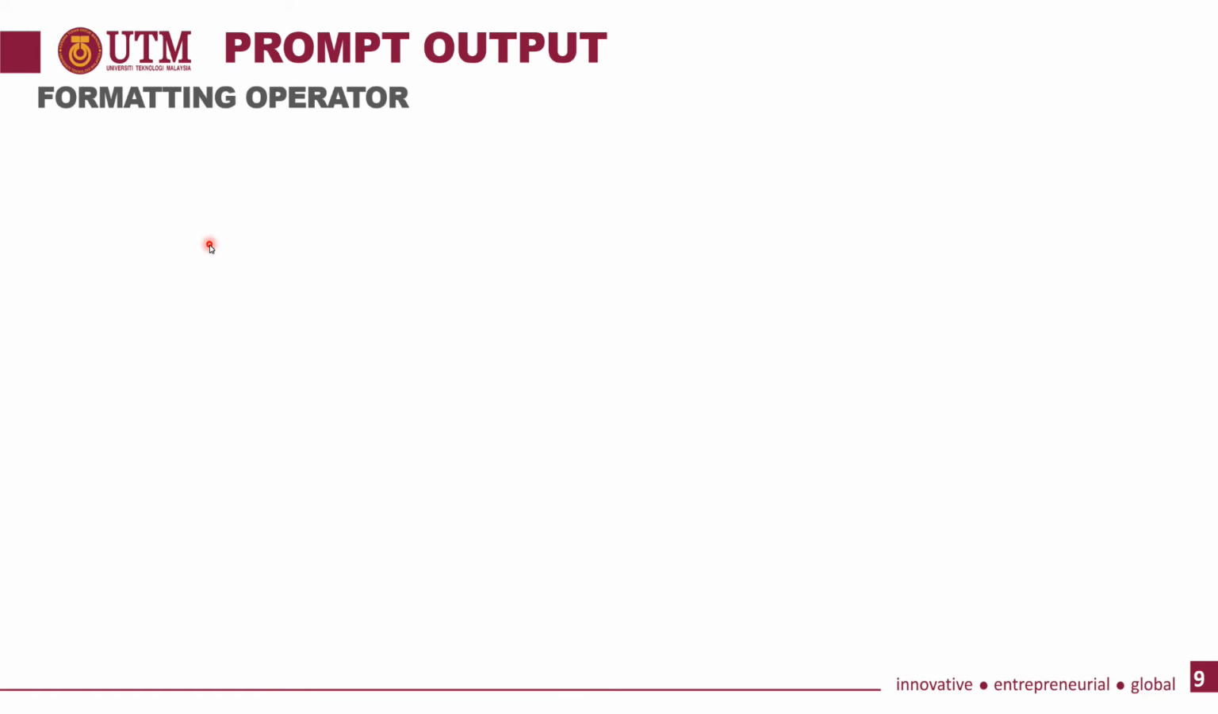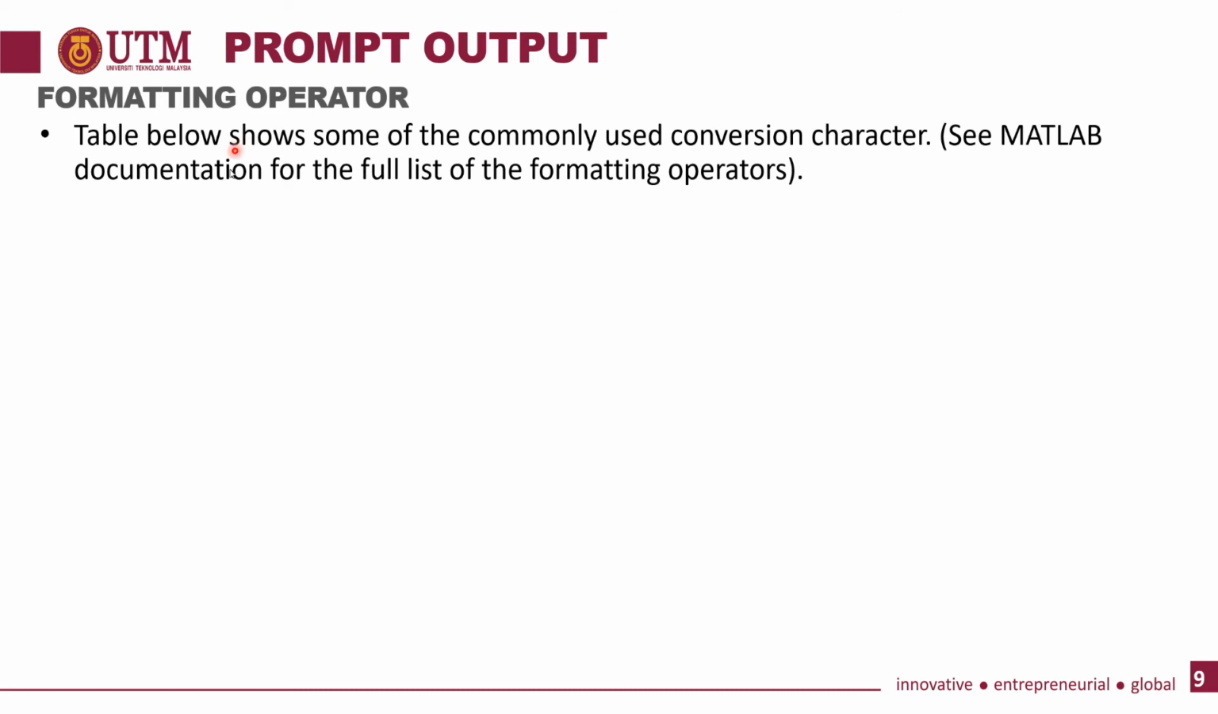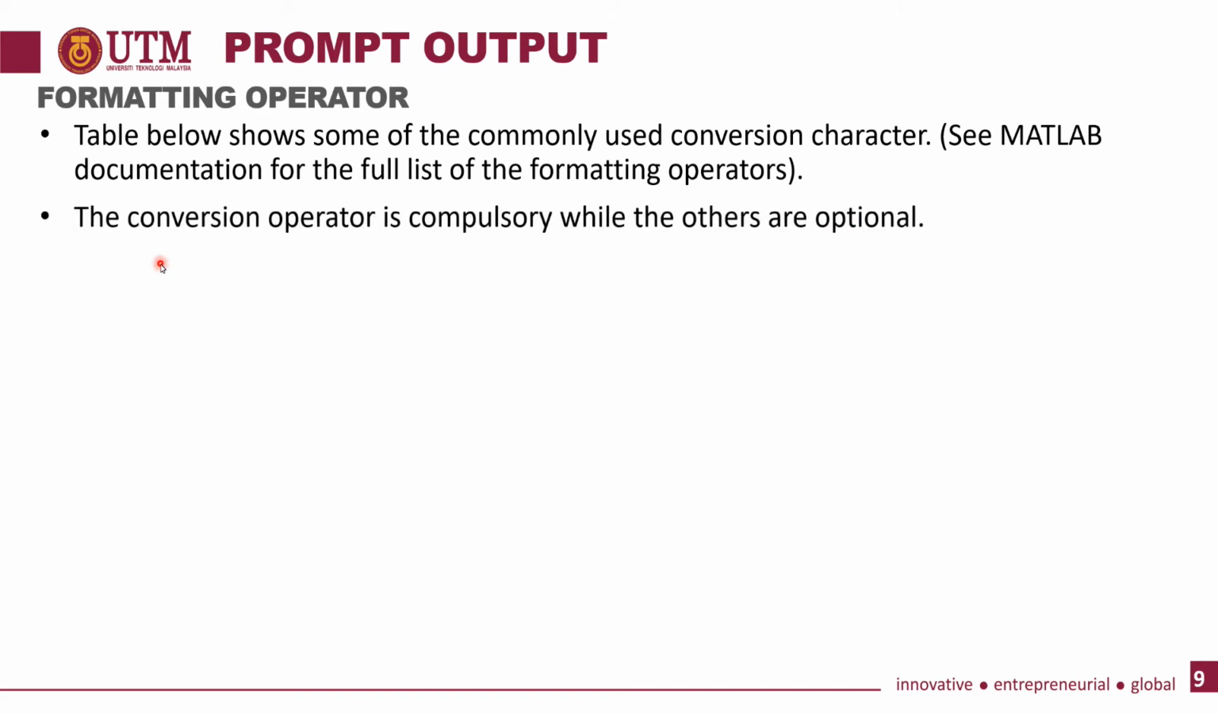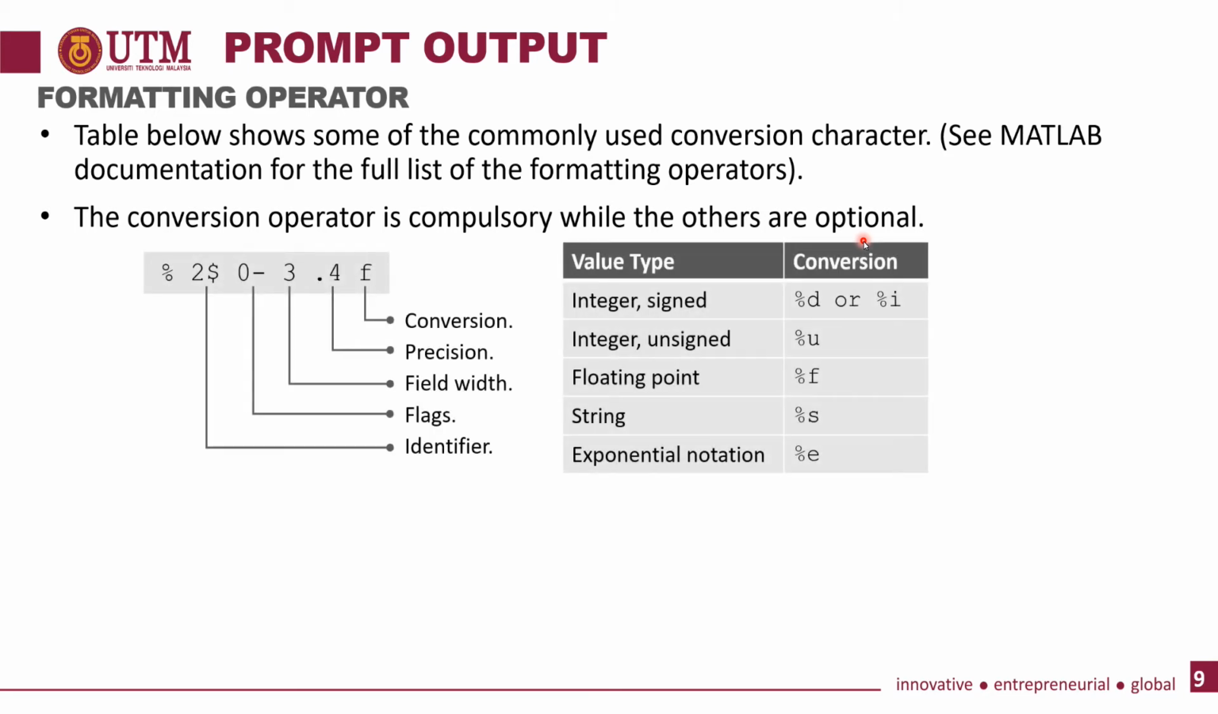Before we proceed to the example, let me show you the formatting operators of Fprintf. The table below shows some of the commonly used conversion operators. See the MATLAB documentation for the full list of the formatting operators. The conversion operator is compulsory while the others are optional. In order for you to initialize the value inside Fprintf and Sprintf, you need to use the conversion operator. First is the placeholder, which is the percentage sign that you need to use.